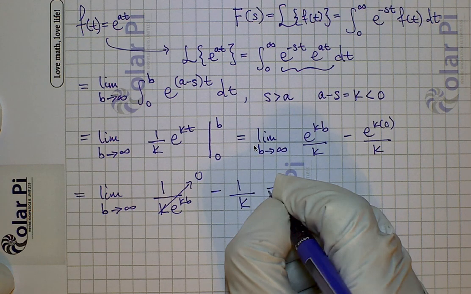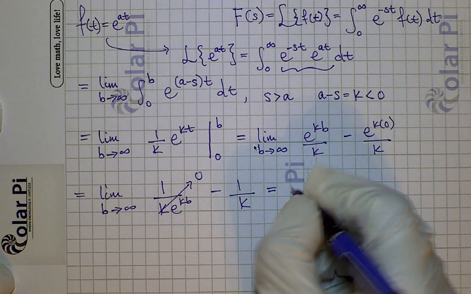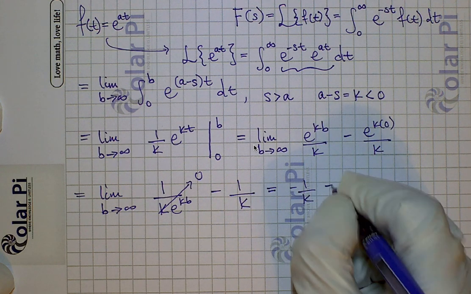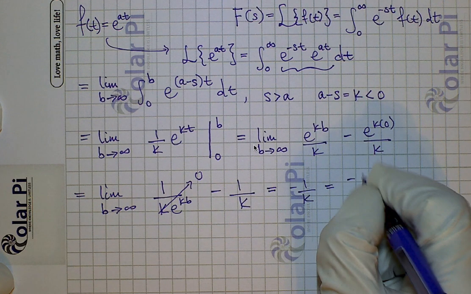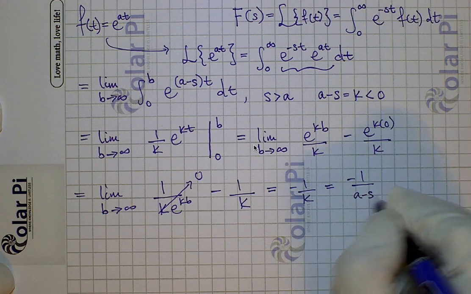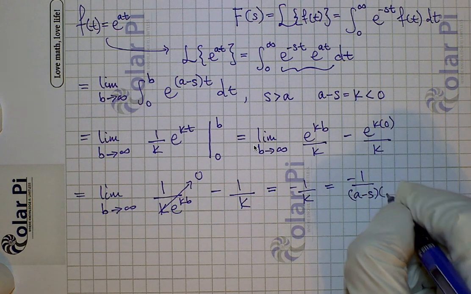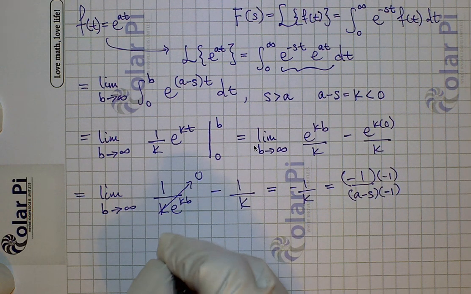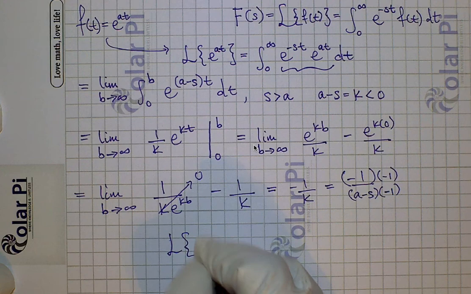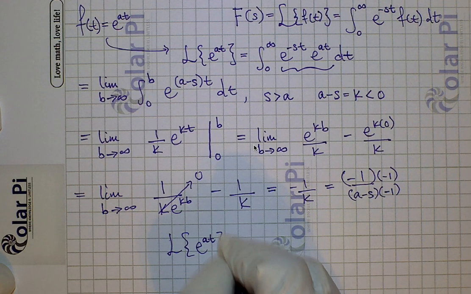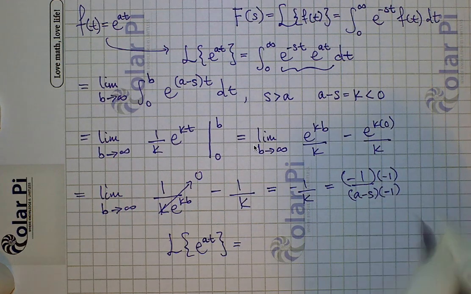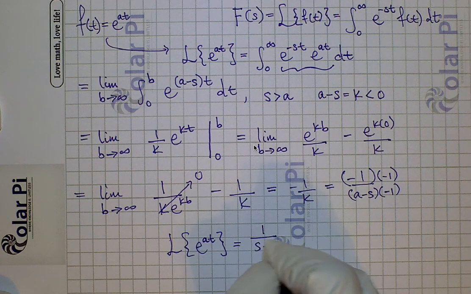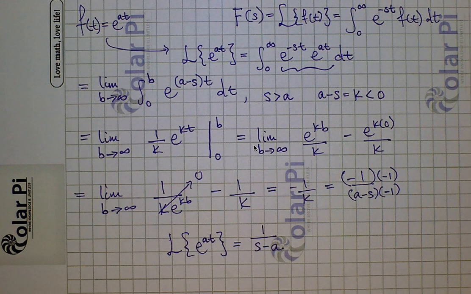So after we take the limit as b goes to infinity, we're just going to be left with negative 1 over k. But wait, we said k is a minus s. So if we substitute back, we get negative 1 over a minus s. And then multiplying the numerator and the denominator by negative 1, we can write that our final answer, which is the Laplace transform of e to the at, is equal to 1 over s minus a. Okay, cool. This concludes this video, and keep watching for more.